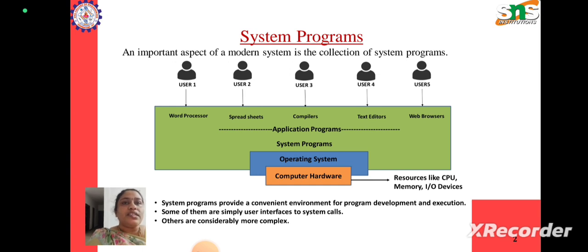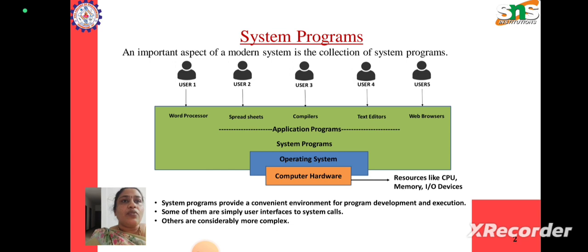Now we will see what these system programs are and what they are used for, and we will also see some examples of system programs, and we will study how we can categorize our system programs into different categories based on the kind of task that they perform. System programs provide a convenient environment for program development and execution. Some of them are simply user interfaces to system calls. We will understand this when we take an example. Some of these are simple user interfaces to system calls, while others are considerably complex.